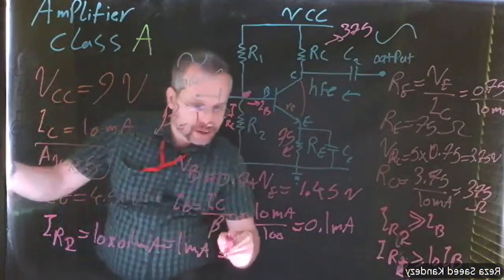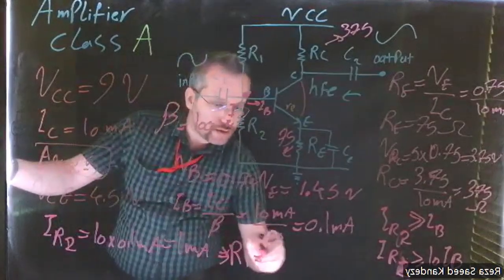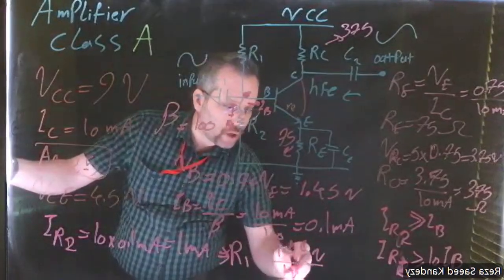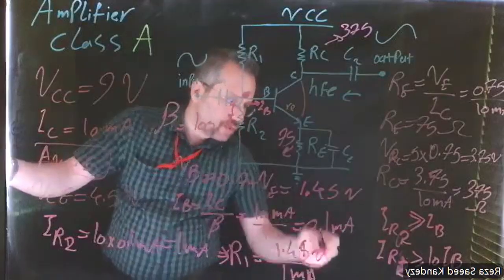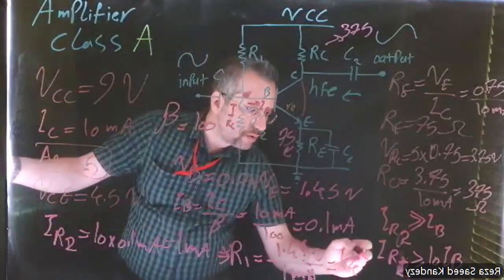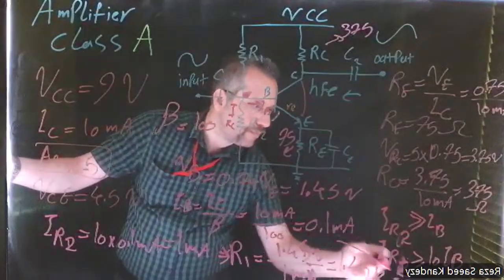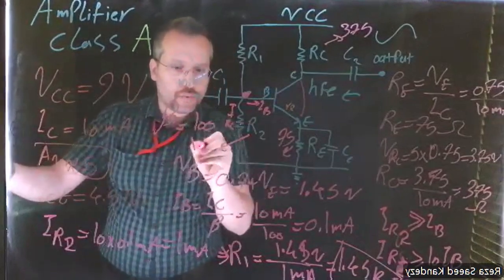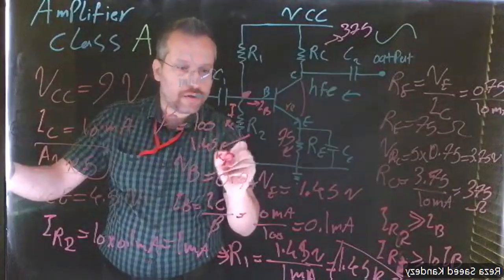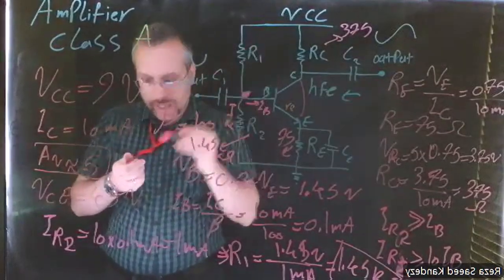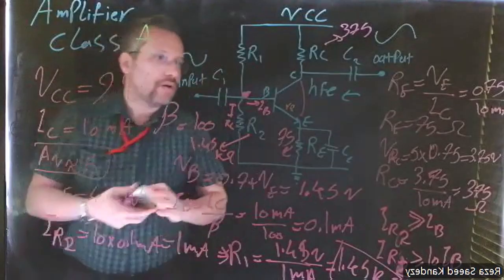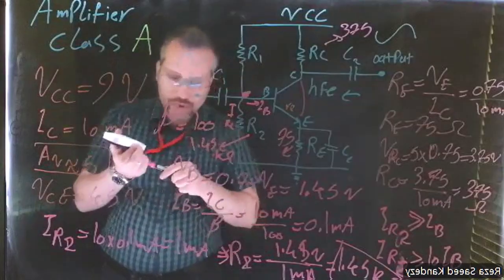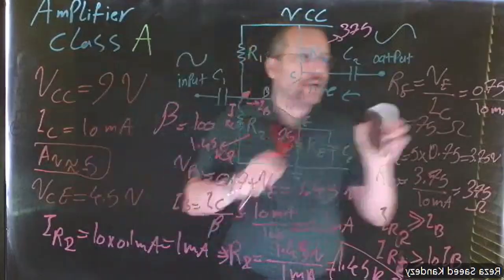That means our R2 is 1.45 volt over 1 milliamp, which becomes 1.45 kilo ohm. Now we have our R2, so this one becomes 1.45 kilo. Now the remaining part is only R1.